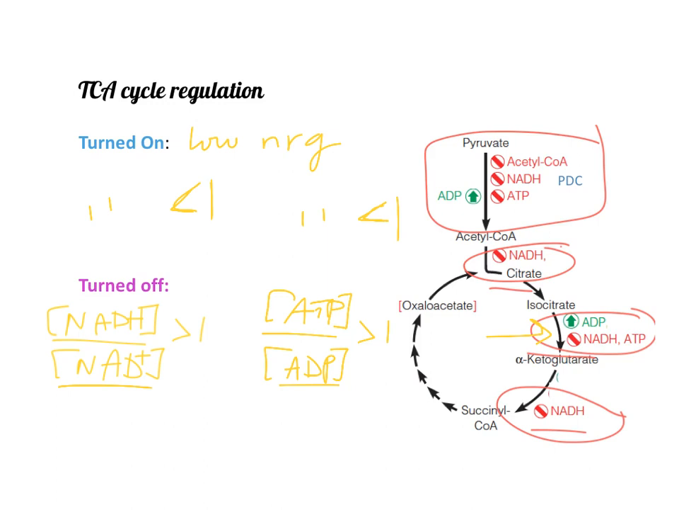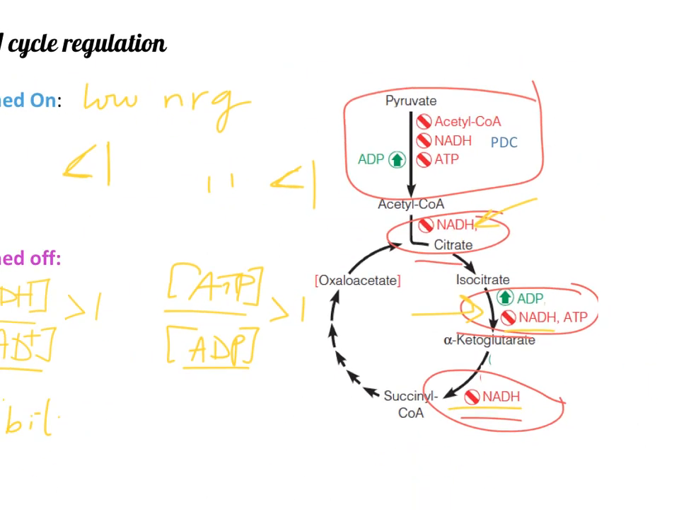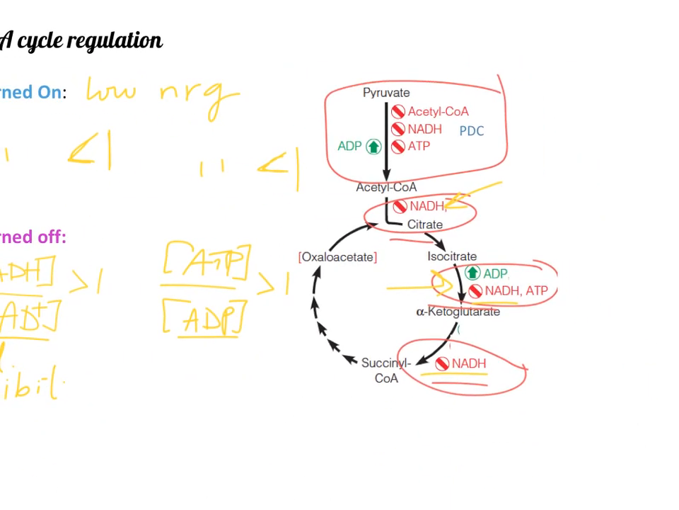And again, this is at all the irreversible steps. And NADH is also product inhibition for these 2 steps. It would be feedback inhibition at this step because citrate synthase doesn't make NADH. So this is going to be feedback. And then this ATP is also feedback inhibition, whereas all the other NADHs are product inhibition.